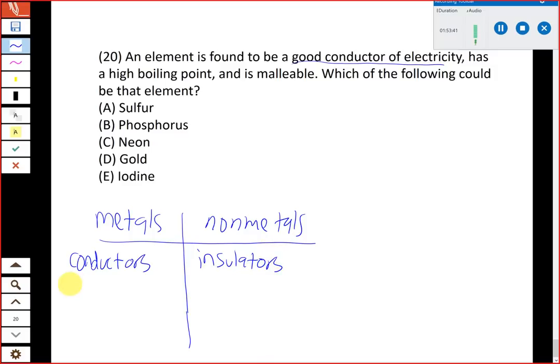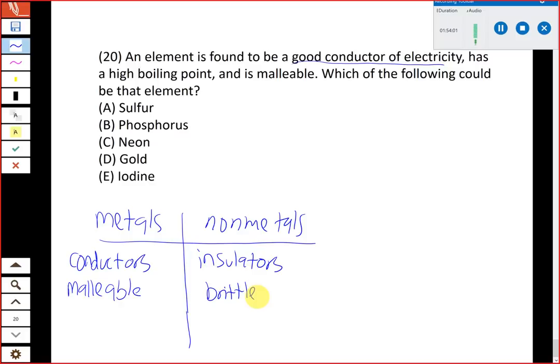And then metals, in terms of what we call the mechanical properties, are malleable. That means that we can bend them, we can shape them. They don't fracture or crumble very easily. But most nonmetals are brittle, meaning that if you try to change their shape, they're just going to crumble. You're not going to be able to mold them and shape them very easily.